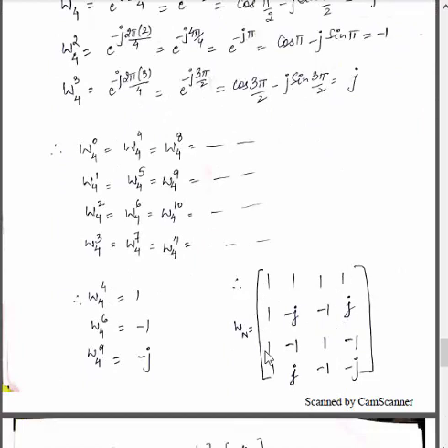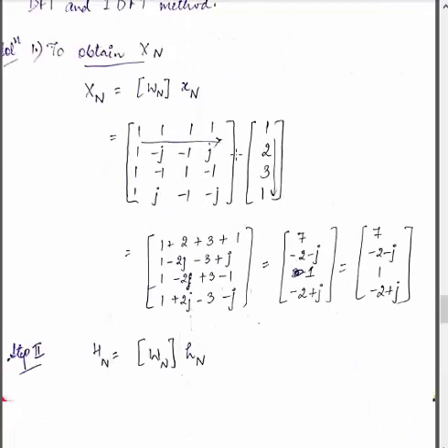Now in the question, our first step is to find the DFT of x of n. This is the value of the twiddle factor matrix, and this is the x of n sequence 1 2 3 1 in matrix form. Then by solving this matrix, first row and first column, it becomes 1 plus 2 plus 3 plus 1.